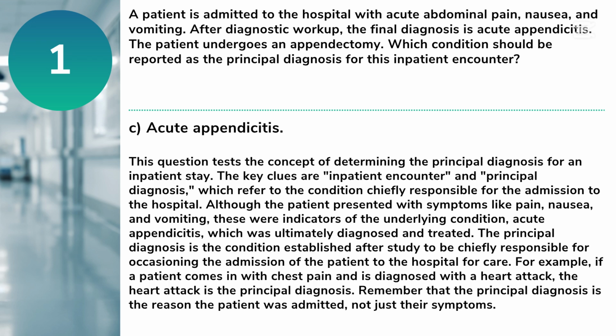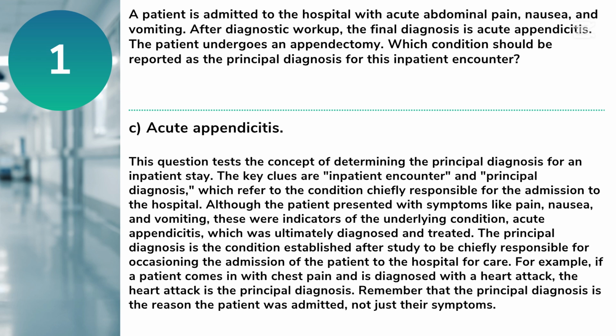Answer: C. Acute appendicitis. This question tests the concept of determining the principal diagnosis for an inpatient stay. The key clues are inpatient encounter and principal diagnosis, which refer to the condition chiefly responsible for the admission to the hospital. Although the patient presented with symptoms like pain, nausea, and vomiting, these were indicators of the underlying condition, acute appendicitis, which was ultimately diagnosed and treated.